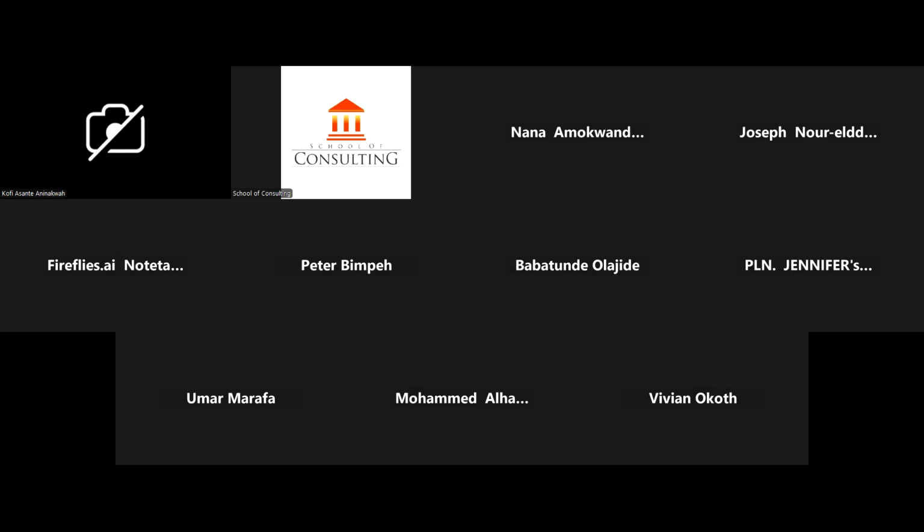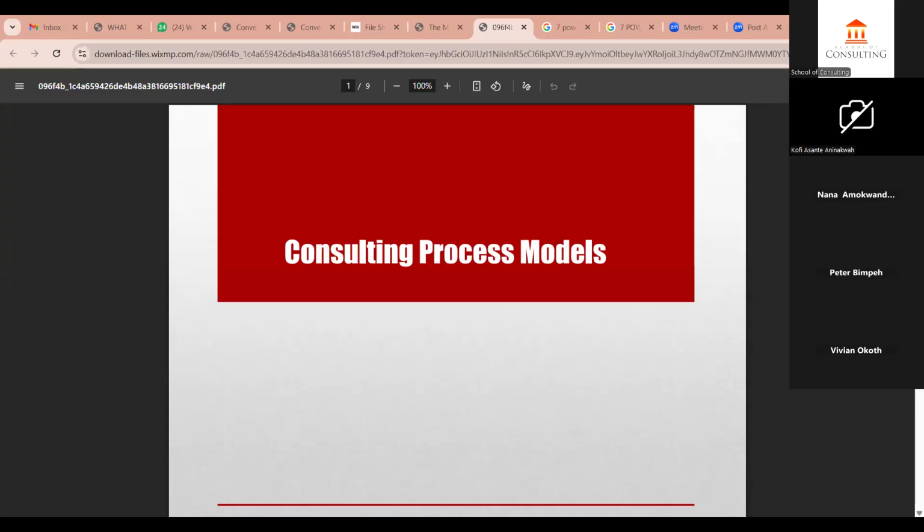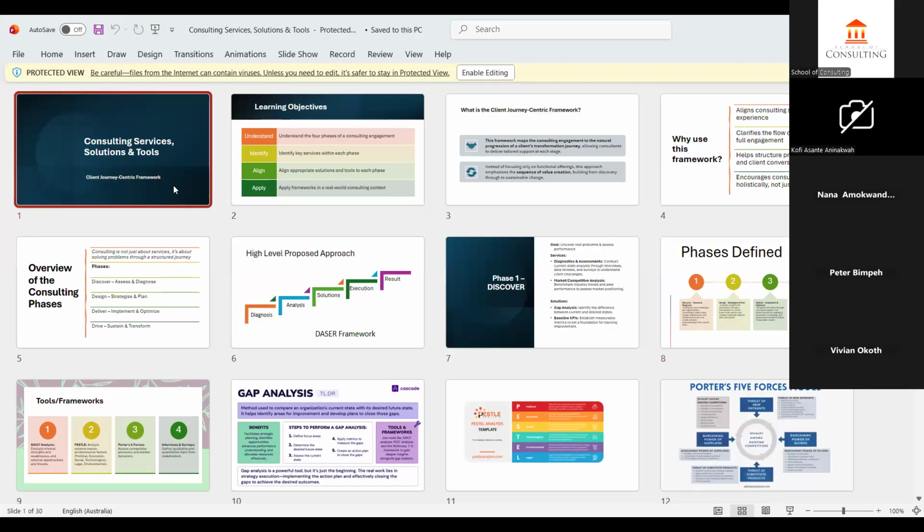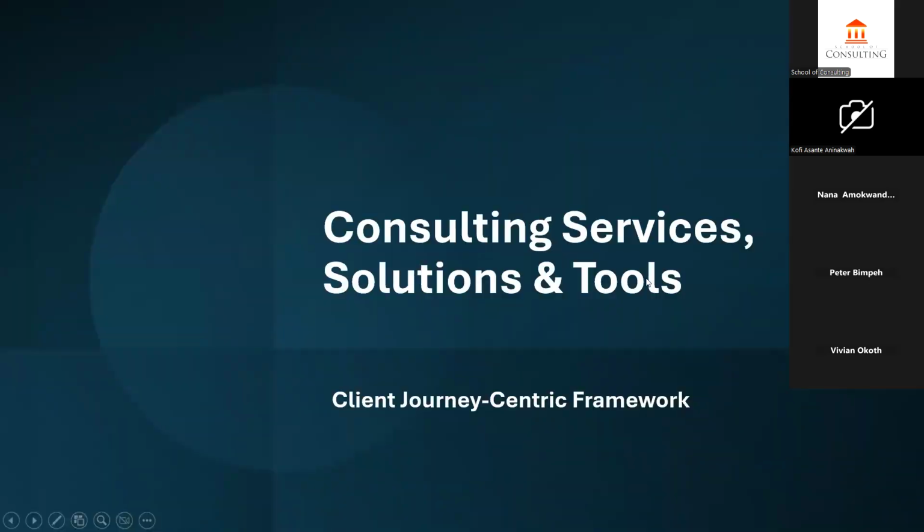consulting process models. We're looking at how do we deliver consulting processes. So what is consulting process model? So that's what we're looking at today. Consulting services and the models and the tools, the methods. How do we deliver consulting? Consulting services, solution, and the tools. The different steps in consulting.